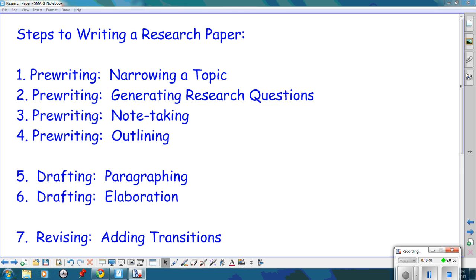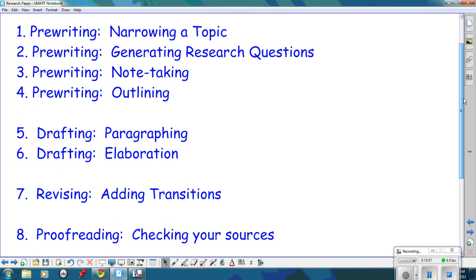The steps to writing a research paper are 4 pre-writing steps. First, narrowing the topic, then generating research questions, and then taking notes, and then creating an outline. And then the actual drafting part, which is what students tend to think that they have to do first, and they don't. The writing portion, where you're actually doing the writing, doesn't come until after you've done those 4 pre-writing activities. So then you create paragraphs and elaborate, expand on them during the drafting process.